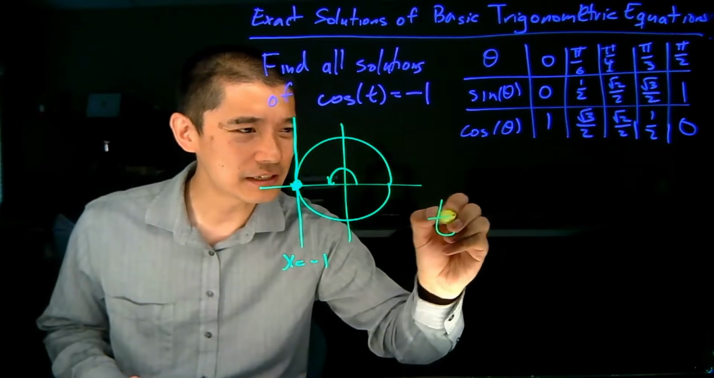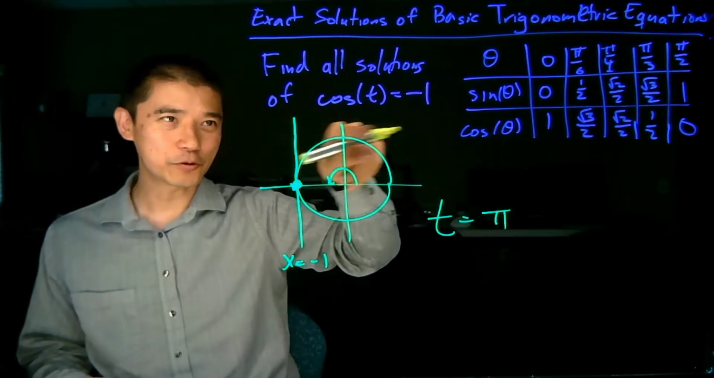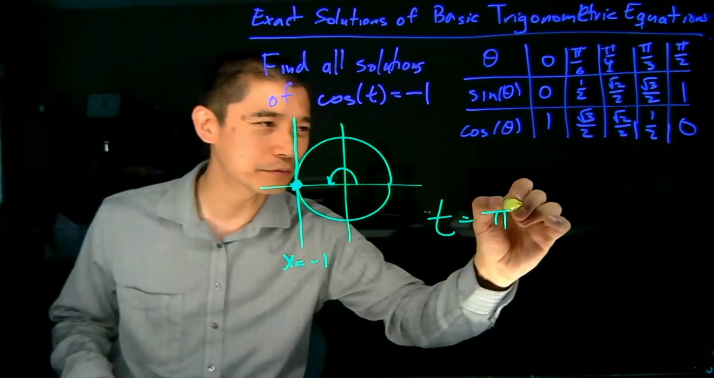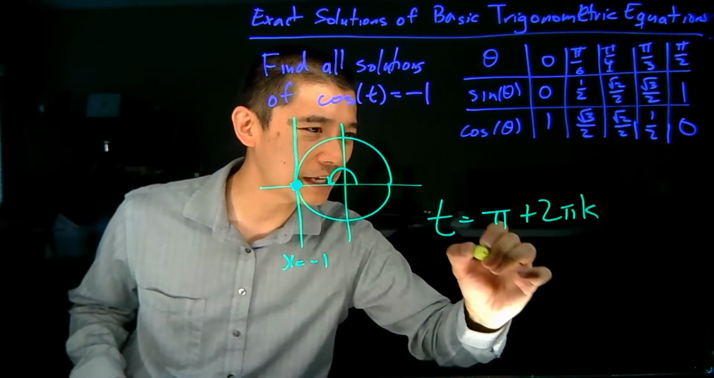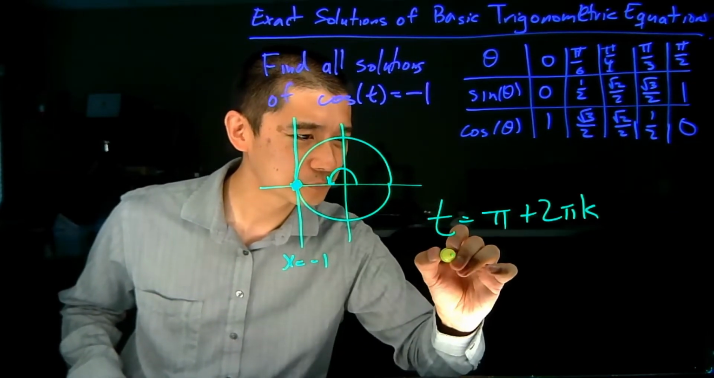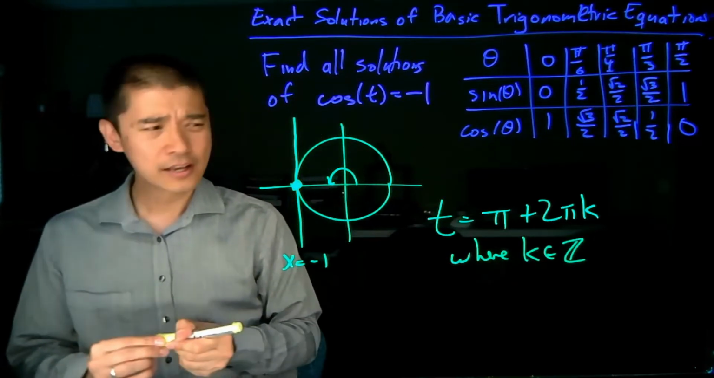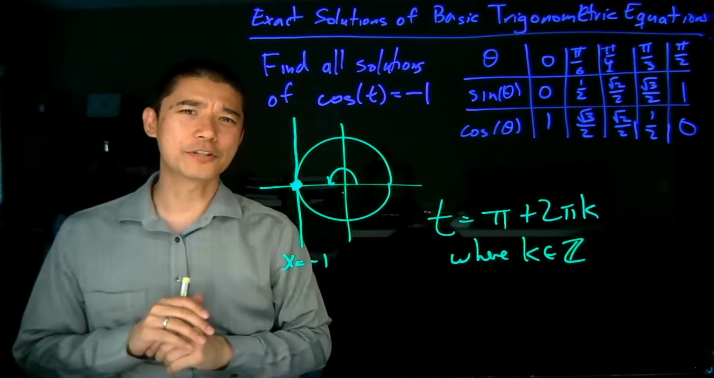So t is equal to pi plus, we have to look at the coterminal angles because we're not limiting our interval, plus 2 pi k, where k is an integer. Now in this case, there's only one solution and not two solutions.